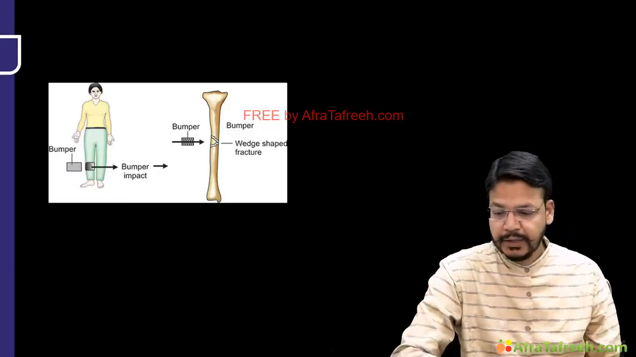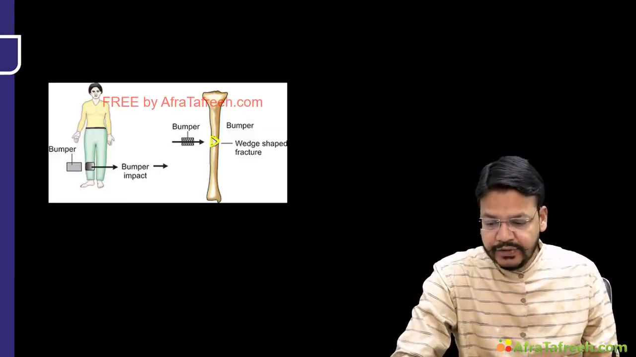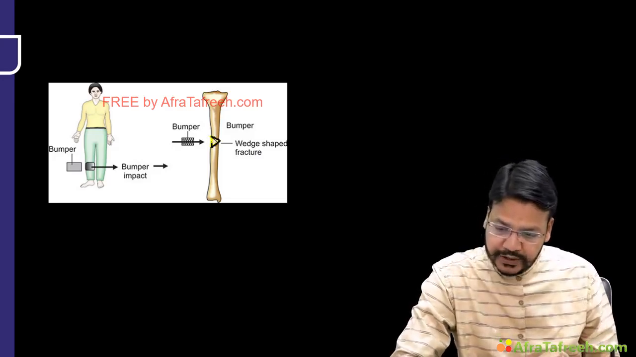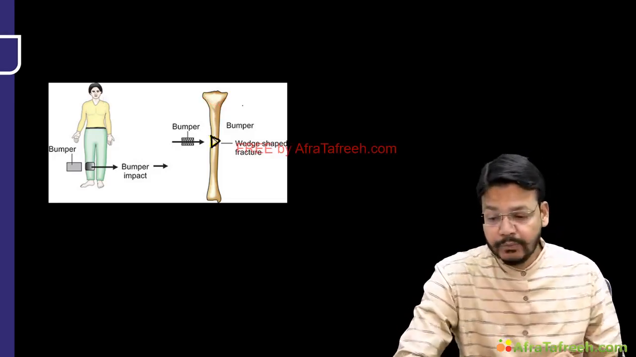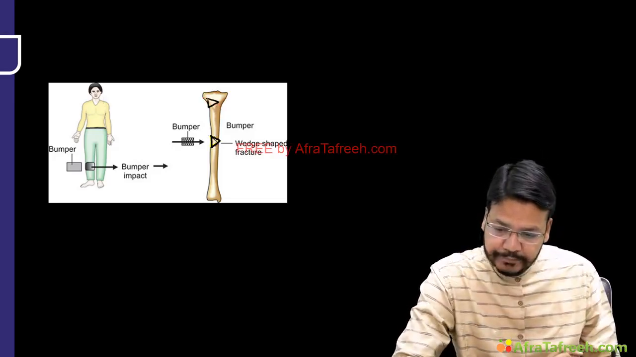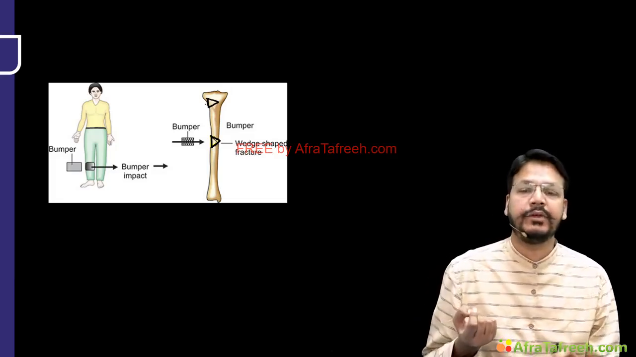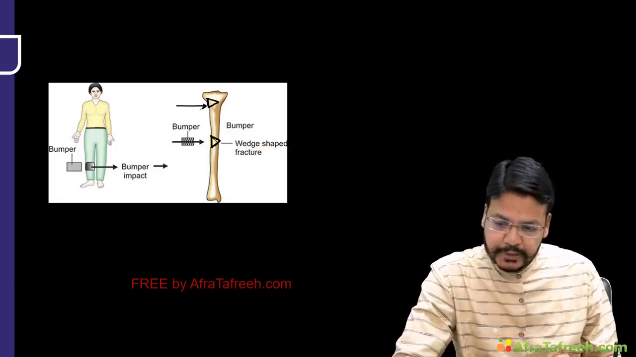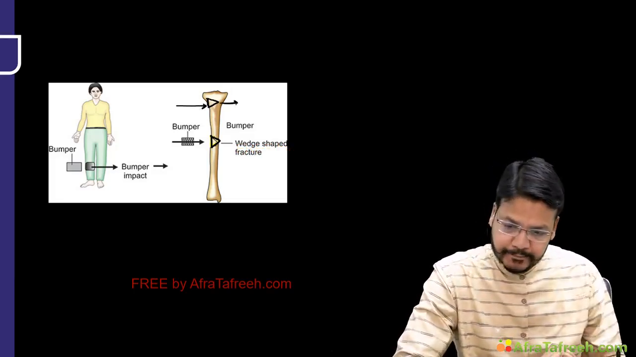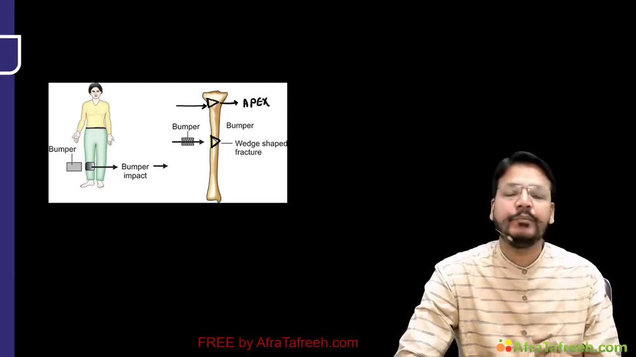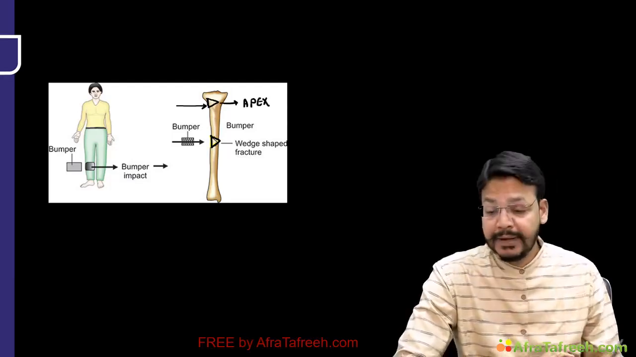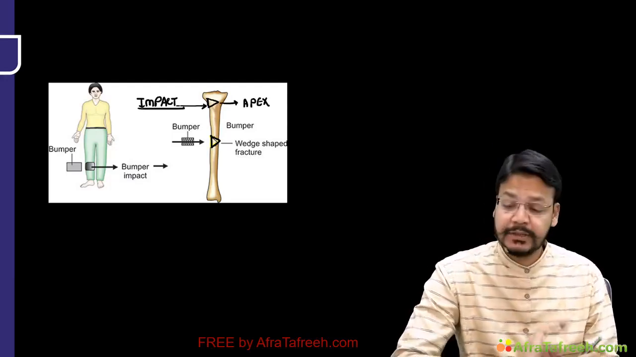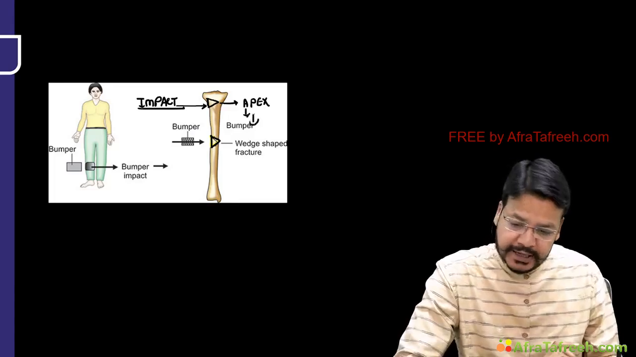You can see this picture, sir. This is a wedge-shaped fracture, the triangular fracture. This is known as bumper fracture. But, sir, the most common site is this one, the tibial plateau. And my dear friend, the base and apex. The base is the point of impact, and the apex is the direction.